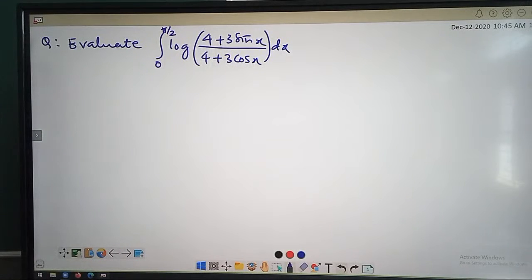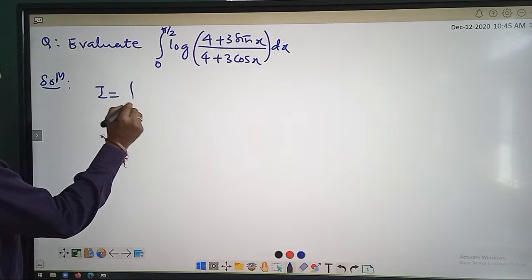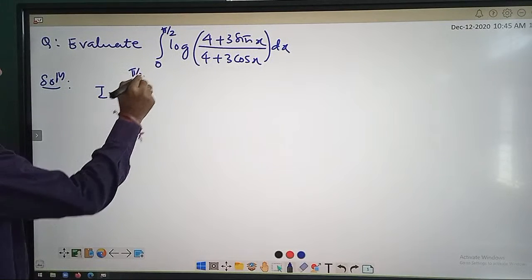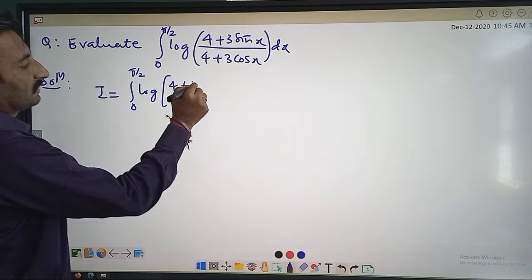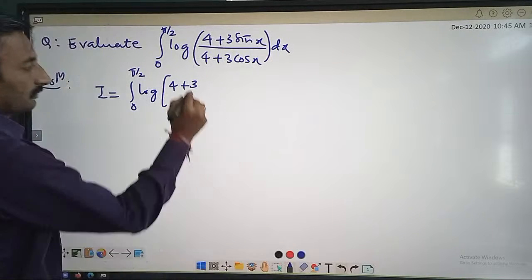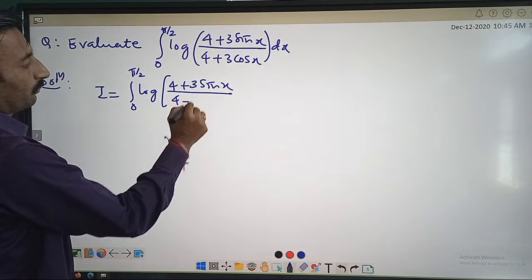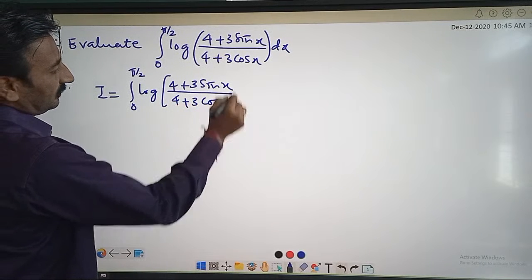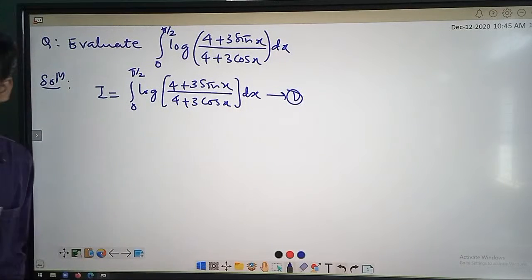So many things you need to do for this. First we call the first one as I. This is a very easy problem. Integral from 0 to pi by 2 of log of (4 plus 3 sin x) divided by (4 plus 3 cos x). Call it equation 1.